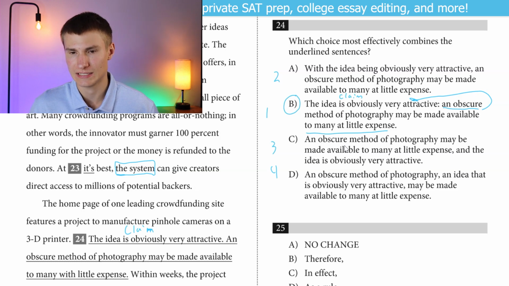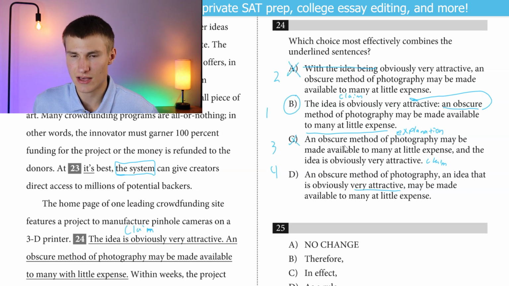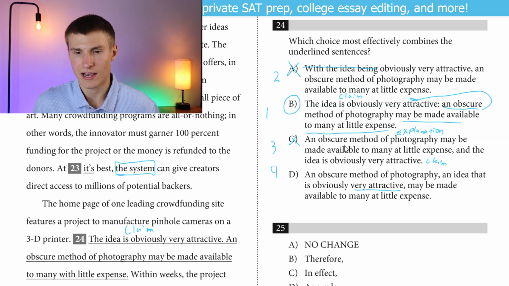Now I'll go ahead and show you why A, C, and D are incorrect here real quick. We see A with the idea being obviously very attractive, with the idea being; that's wordy, it's not concise. A is incorrect. C: an obscure method of photography may be made available to many at little expense, and the idea is obviously very attractive. In this case, we're going with explanation and then claim. We want to go claim and then explanation, so that's why answer choice C is wrong. Looking at D: an obscure method of photography, an idea that is obviously very attractive. Well, in this case, what's actually very attractive is that full idea together, right? What's actually attractive is that the obscure method of photography may be made available to many at little expense. Answer choice D is making this really confusing, so that's why D is incorrect there.